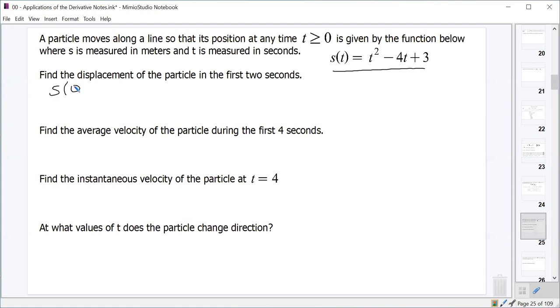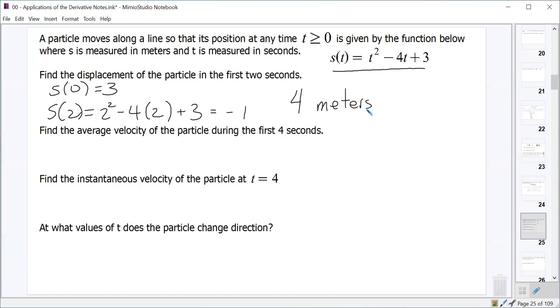So first we'll just find s of 0. s of 0 is 0 squared minus 4 times 0, which is all just 0, plus 3. So our particle starts at a position of 3. And then we'll find s of 2, which ought to be 2 squared minus 4 times 2, plus 3, or 4 minus 8, plus 3, which is negative 1. And our particle seems to have gone from a position of 3 to a position of negative 1. That's a distance of 4 total meters. So our displacement is 4 meters.